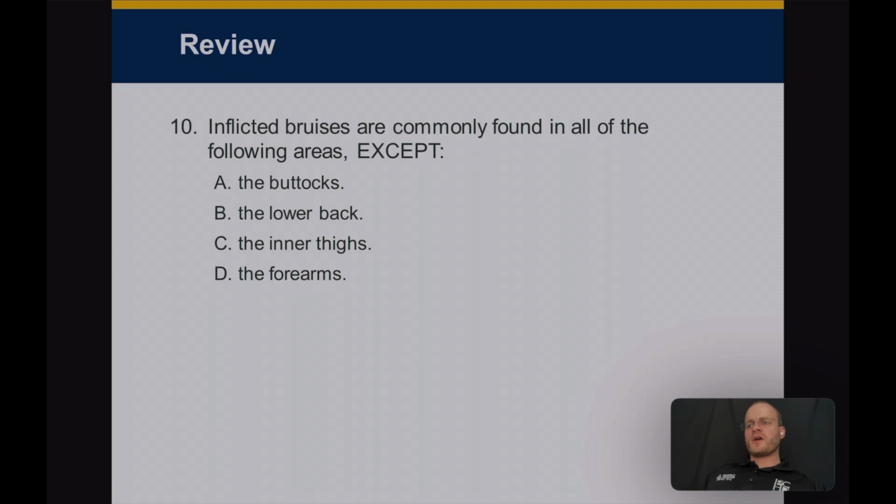Inflicted bruises are commonly found in all the areas except... Yes, they're found in the buttocks. Yes, they're found in the lower back. Yes, they're found in everything. It's the forearms. Now, let me make sure this is right.